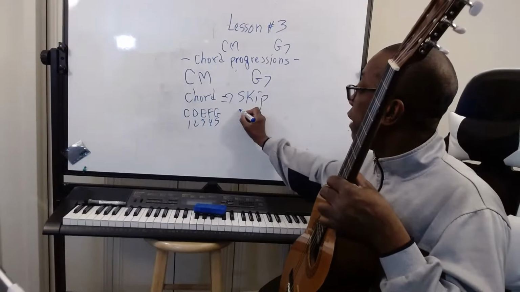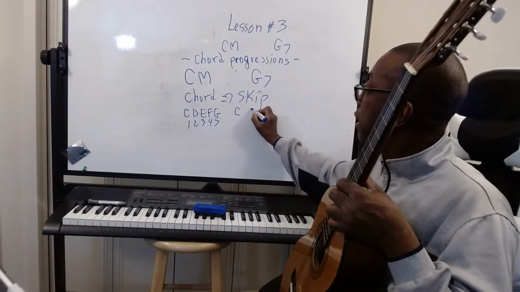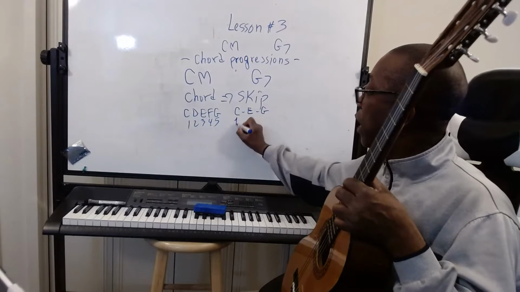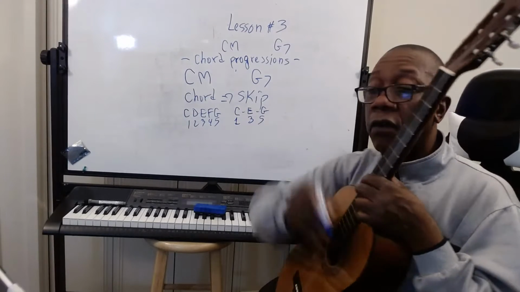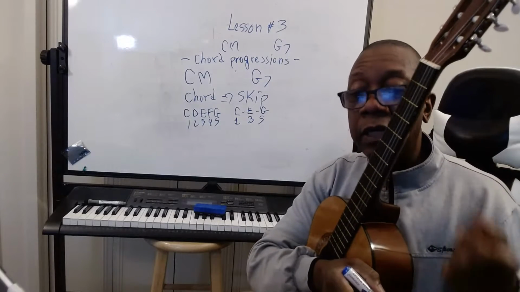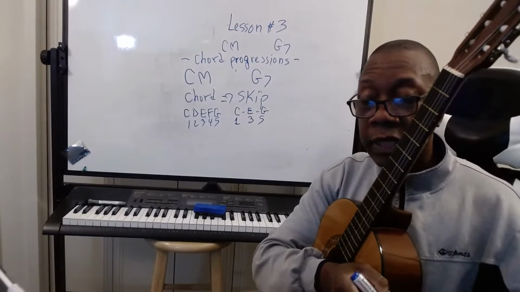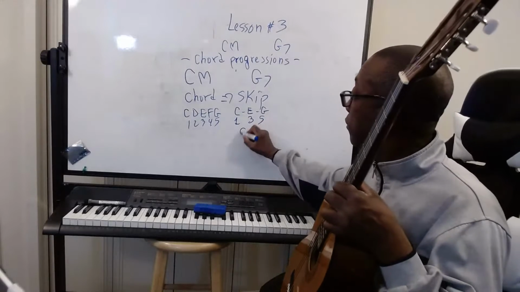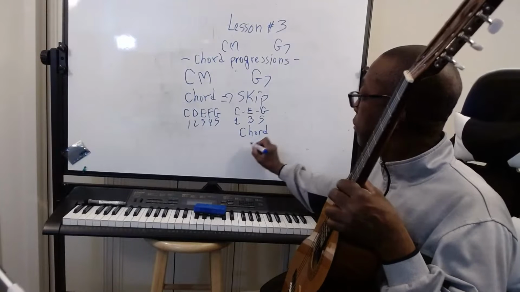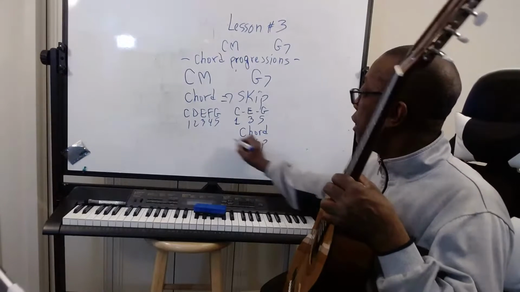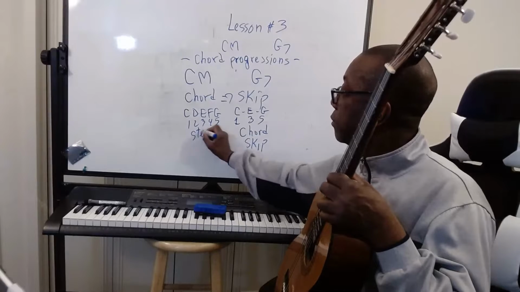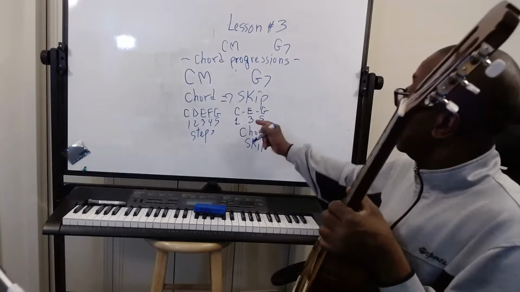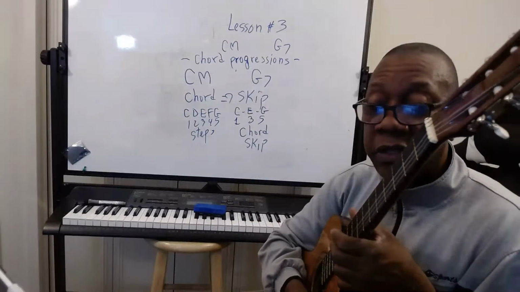So we have C, E, G. So I have 1, 3, 5. Oh, that's a skip. So therefore, these are the skips, and we call that the chord. But those chords are very flexible. And these are the skips, and these are the steps. They are flexible. Why? Because I can change the position that the notes are in.